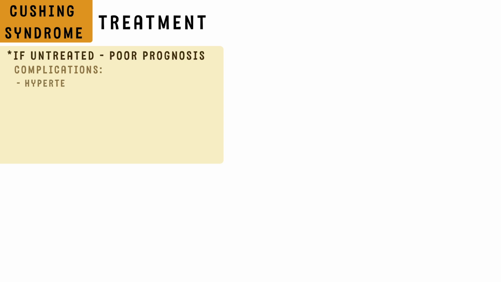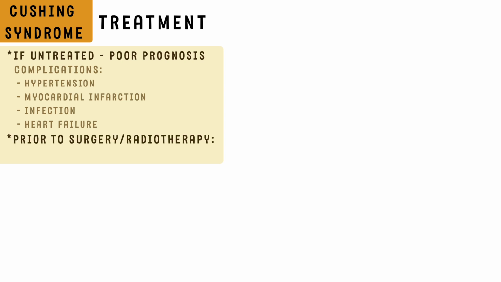Successful treatment for Cushing syndrome typically results in the reversal of its clinical symptoms. However, if left untreated, the syndrome carries a poor prognosis with potential complications including hypertension, myocardial infarction, infection, and heart failure. Prior to surgery or radiotherapy, it is crucial to control cortisol hypersecretion to avoid significant morbidity and mortality, especially in patients undergoing abdominal surgery.